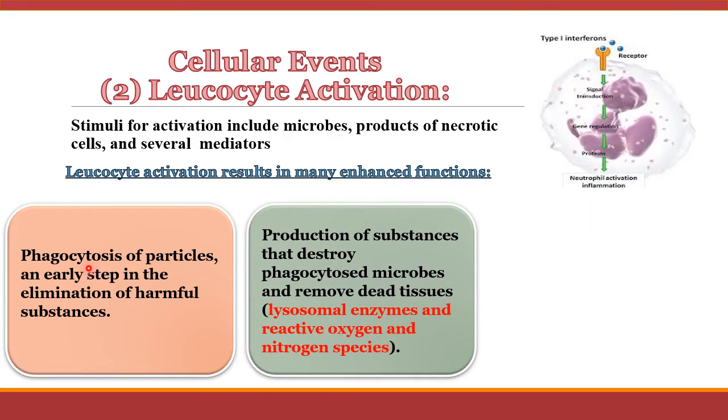The next function is to produce substances that will destroy the phagocytosed microbes. So when the leukocytes phagocytose or eat up microbes or harmful substances, they are going to release or produce mediators or substances. These substances are going to destroy whatever they have eaten up, whatever injurious agent is there. These substances include lysosomal enzymes, reactive oxygen and nitrogen species, and others.